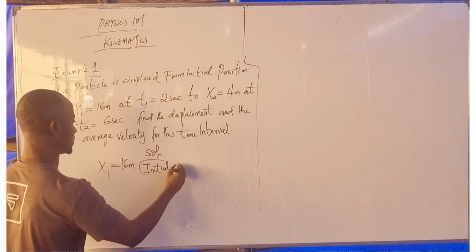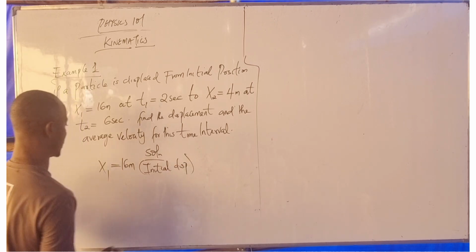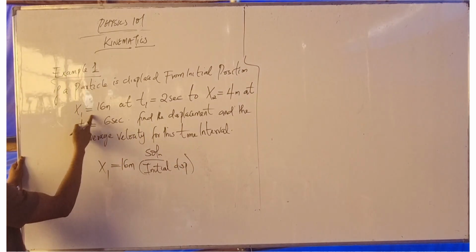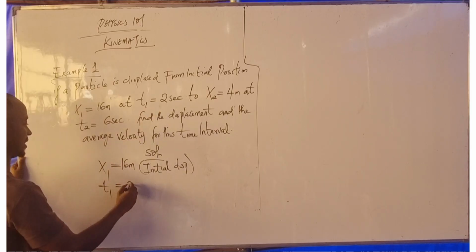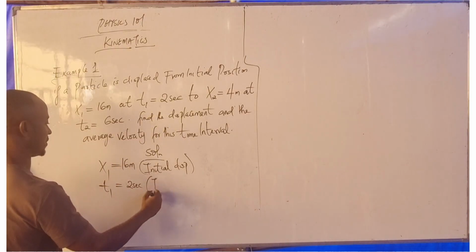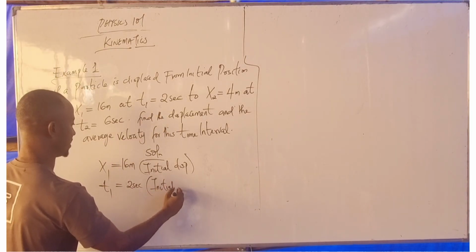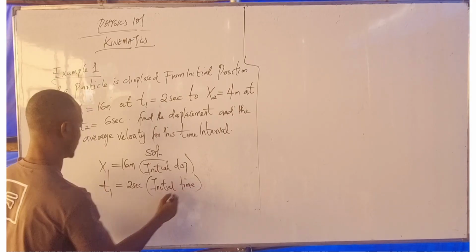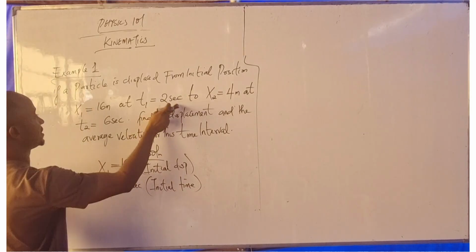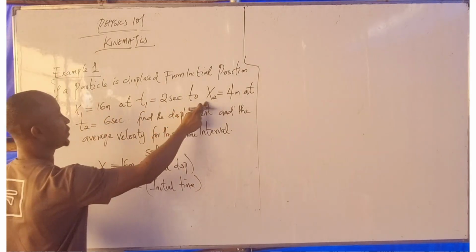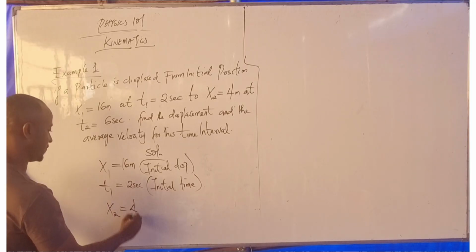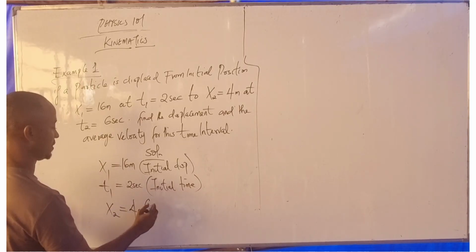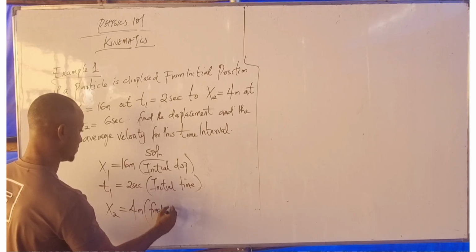This is our initial what? Displacement. Okay. Now at this displacement our time is T1, which is 2 seconds. This is our initial time, right? Our initial what? Time, given. Now it is being displaced from this to S2. Our S2 was given to us as 4 meters. This is our final displacement.